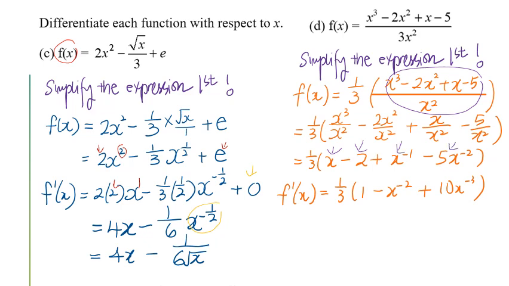Okay, so differentiating x gives you 1. Remember the earlier example that we had, the derivative of 2x is 2, the derivative of negative 4x is negative 4, right? And of course, negative 2 is a constant, so the gradient is 0. Okay, and then we rewrite it into a positive index.